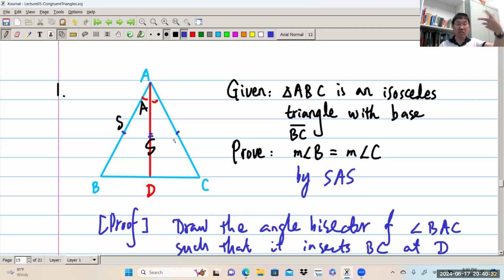So previously we proved the same problem, but we drew the auxiliary line by connecting A and the midpoint of DC. Remember that?